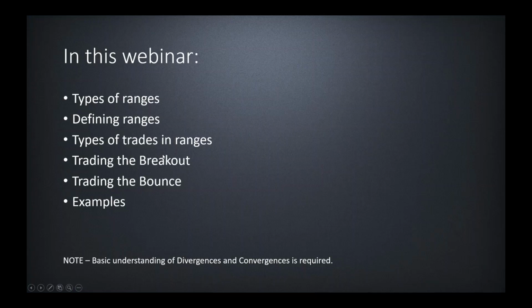All right, so this is what we're going to cover today. I think we're going with yellow. So basically, we're going to talk about the types of ranges that we find on the chart. We're going to talk about defining them. We're going to talk about the two types of trades that we can take when it comes to these ranges. And of course, we're going to cover some examples based on all these things that we mentioned.